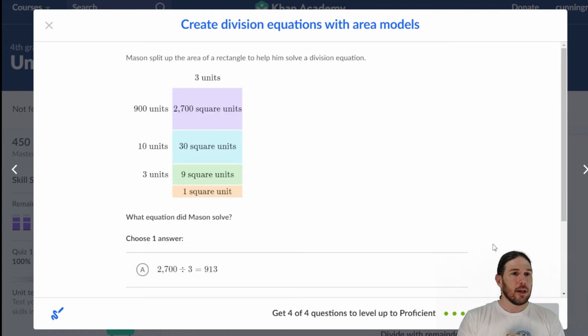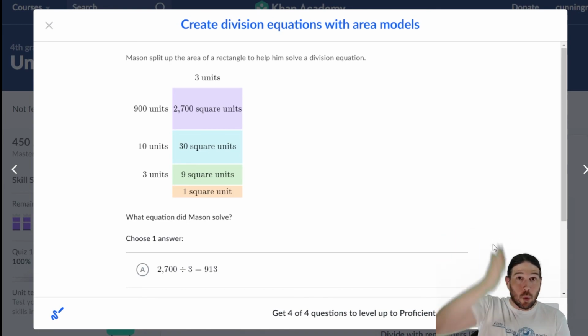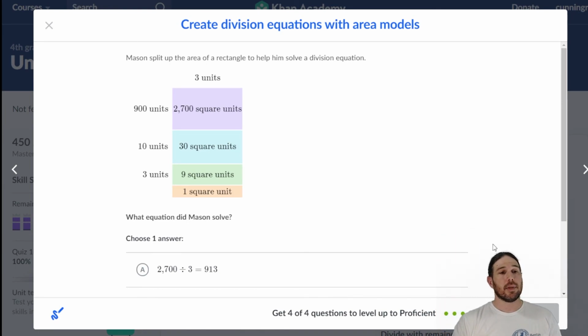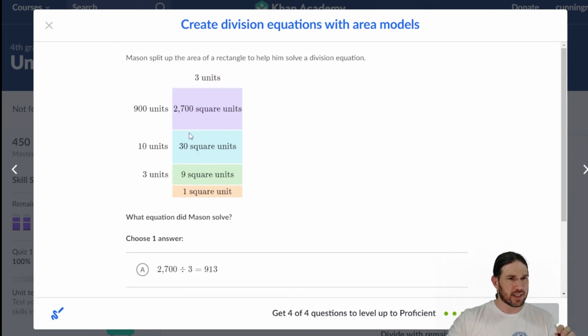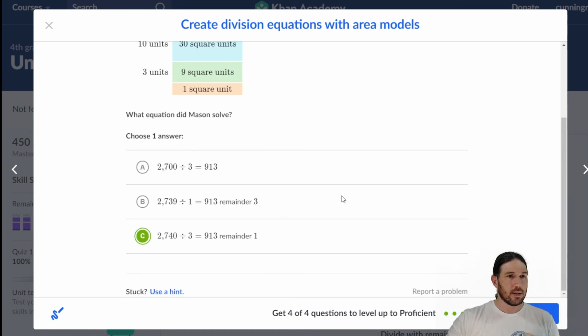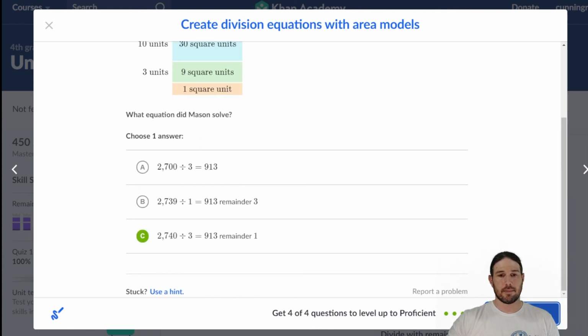And finally, Mason split up the area of a rectangle to help him solve a division equation. Same deal. The total area divided by the length is going to equal the width. So we have an area of 2,700 plus 30 plus 9 plus 1, which is 2,740. Divided by 3 equals 913, remainder 1.